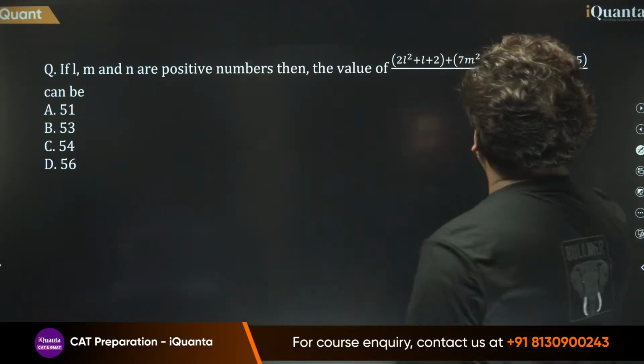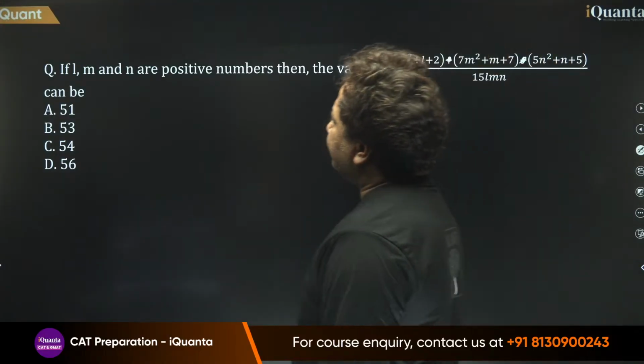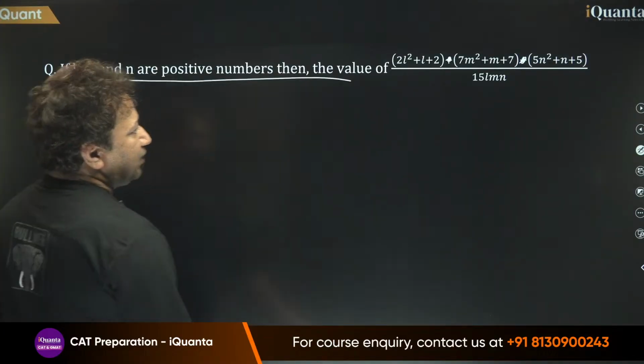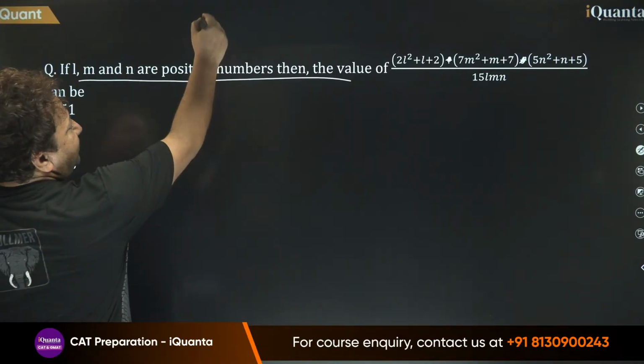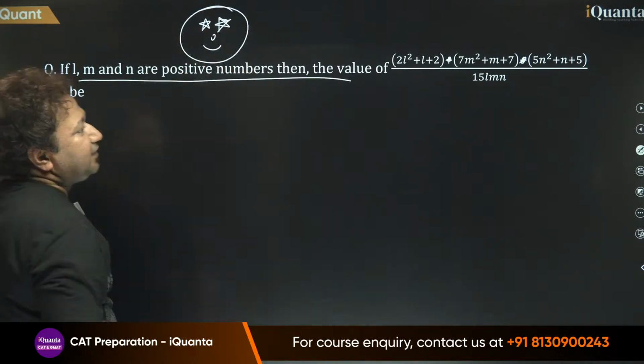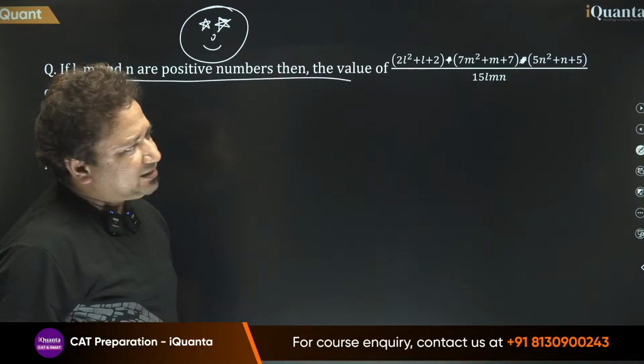There's a problem here. This is not plus, this is multiplication. Okay. If L, M, and N are positive numbers, the value of this is what? So this is a brilliant question, brilliant question. I just love this kind of question, and you will be happy to know it. Some people say put 1. They can put 1 and get the answer, but that is not the proper mathematical way.